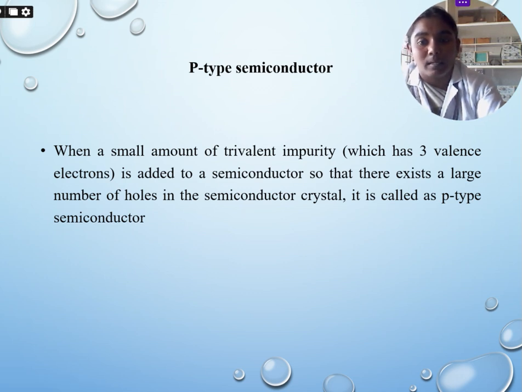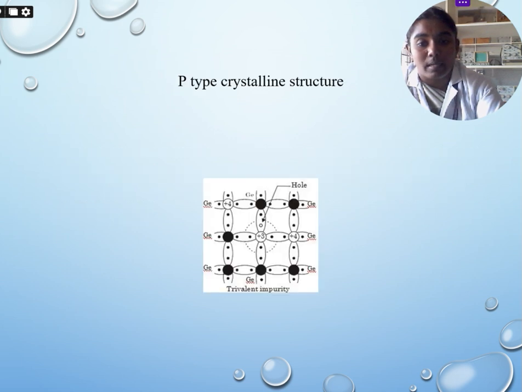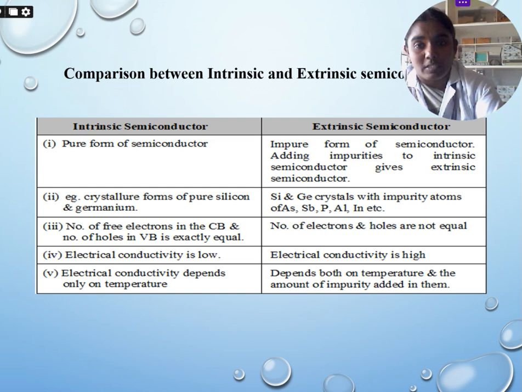Next one, P-type semiconductor. When a small amount of trivalent impurity, that is 3 valence electrons, is added to the semiconductor, a large number of holes exist in the semiconductor crystal. So it creates holes, and that is known as a P-type semiconductor. In the P-type semiconductor crystal, when we take the trivalent impurity, in this 3 will be occupied here, 1 will be left free. That creates holes, which is known as the P-type crystalline structure.